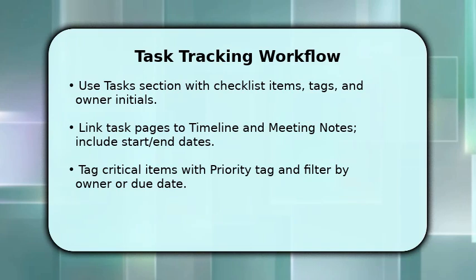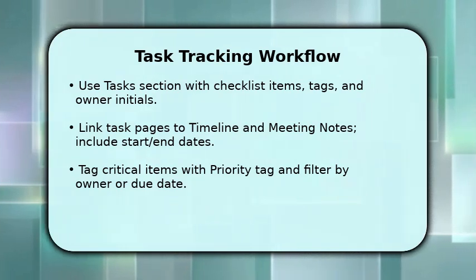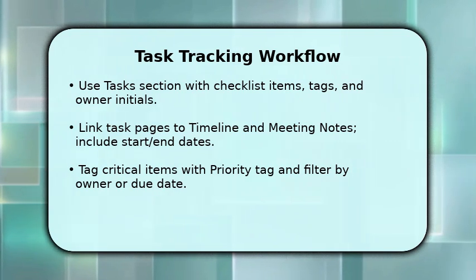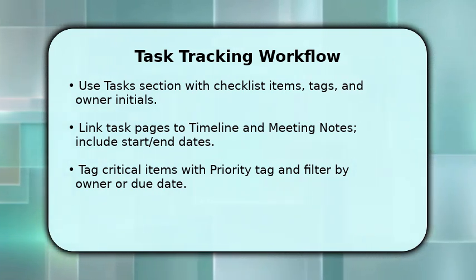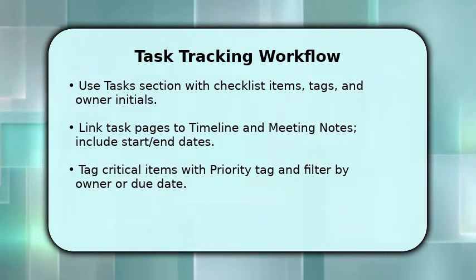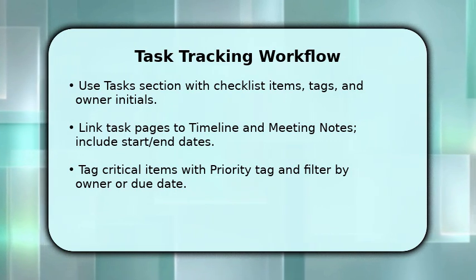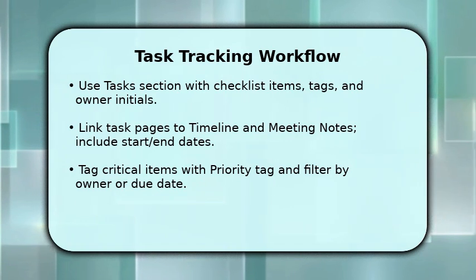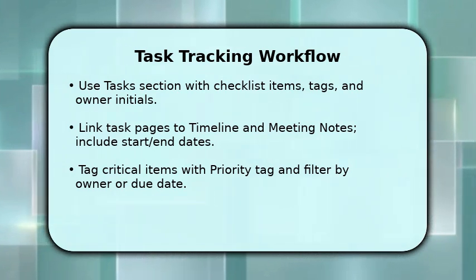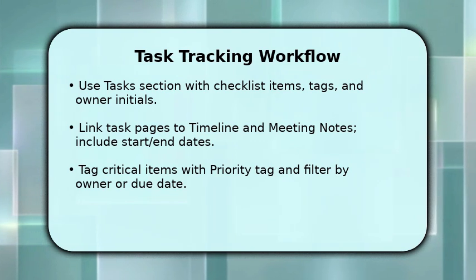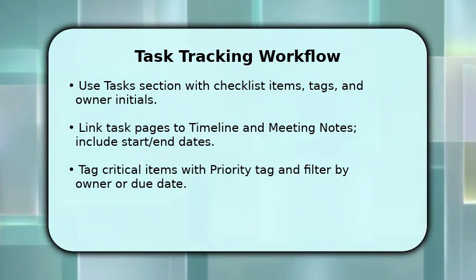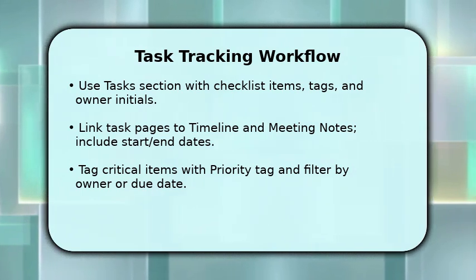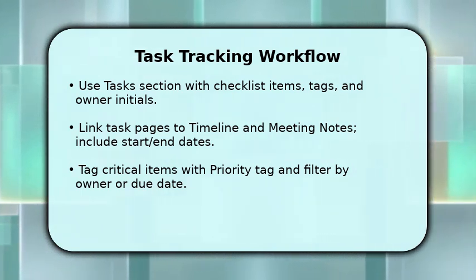Next, build a task section and enter every actionable item as a dedicated page or checklist. Use tags for priority, waiting, and done, and add owner initials so responsibility is clear. This supports quick filtering. Once tasks exist, link each task page to the timeline and related meeting notes for context and history. This prevents task isolation. Make sure to embed start and end dates in the page header so you can sort and export a status snapshot when reporting to stakeholders.